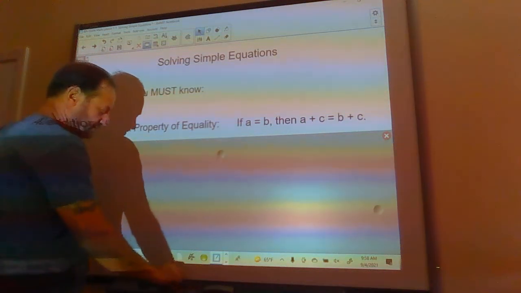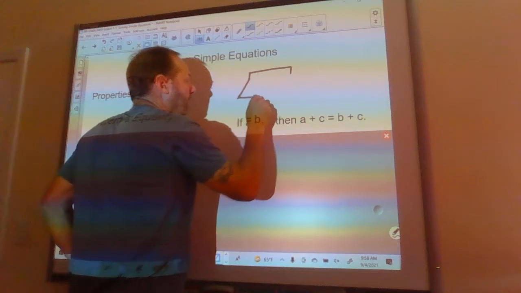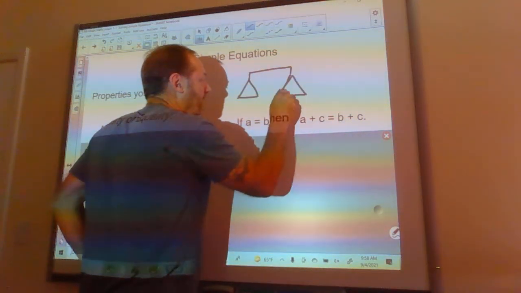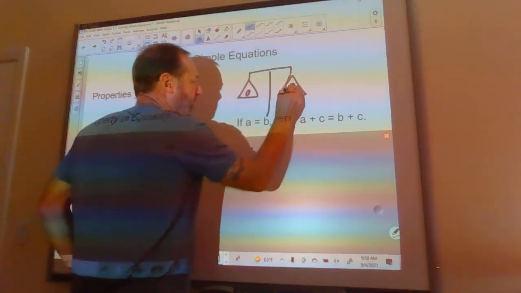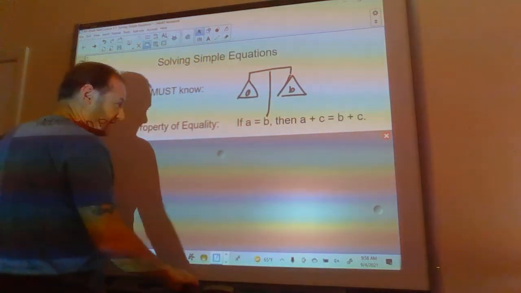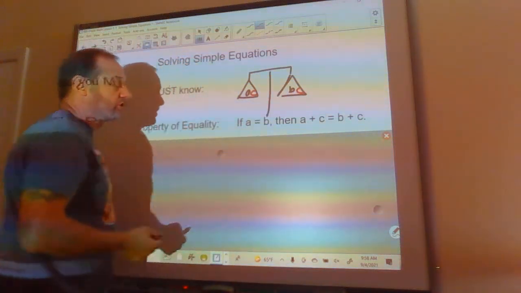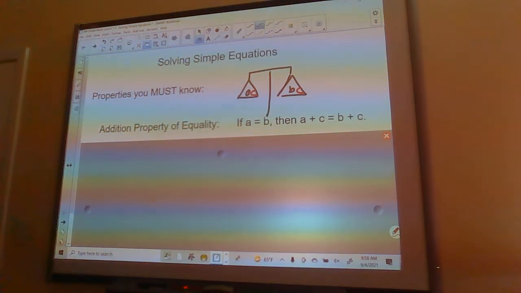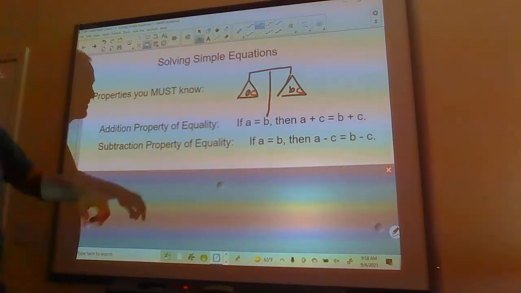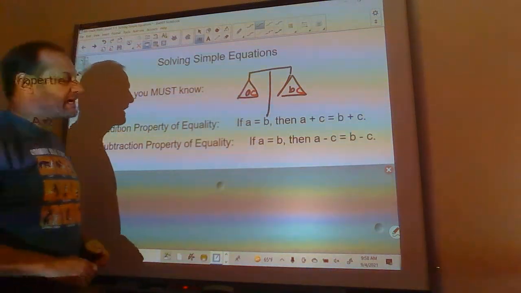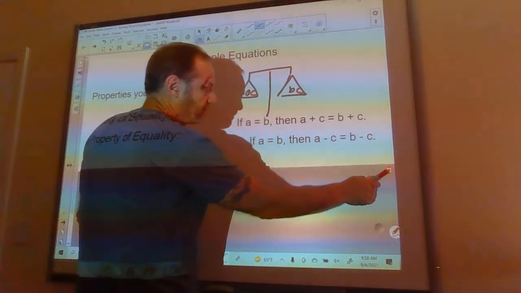It's kind of like a balance. Okay? If I have a balance and it's balanced perfectly with A and B here, and then I take a C and I add it to both sides of this thing, it should stay perfectly in balance. Okay? So, also the subtraction property of equality works exactly the same way. If A is equal to B, then A minus C is equal to B minus C.